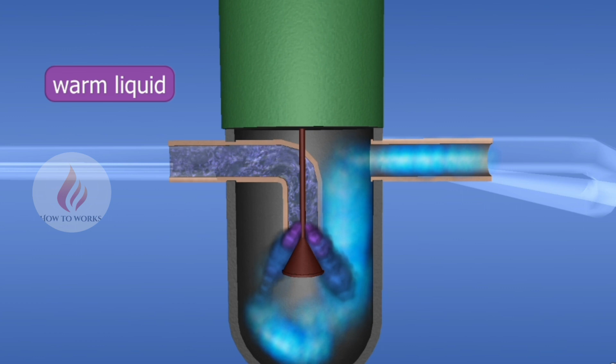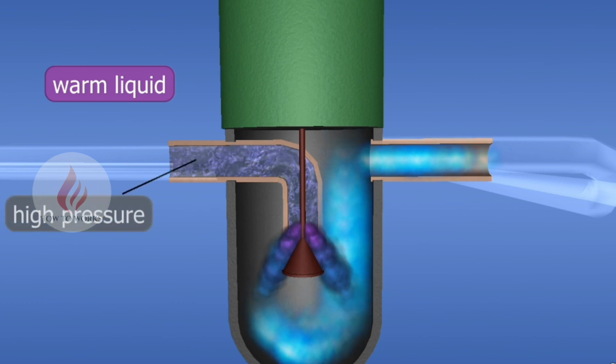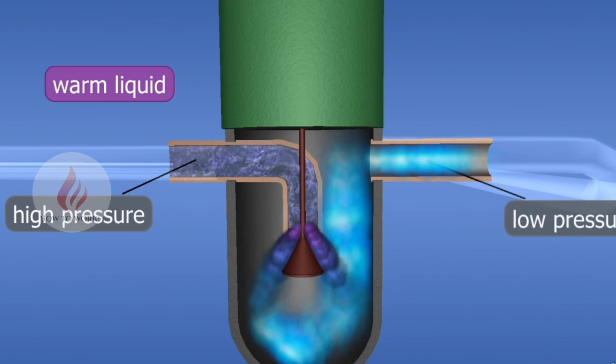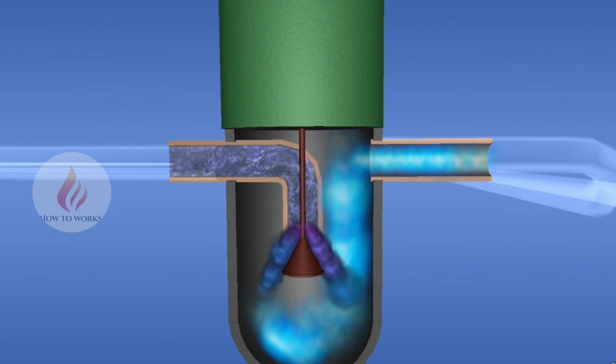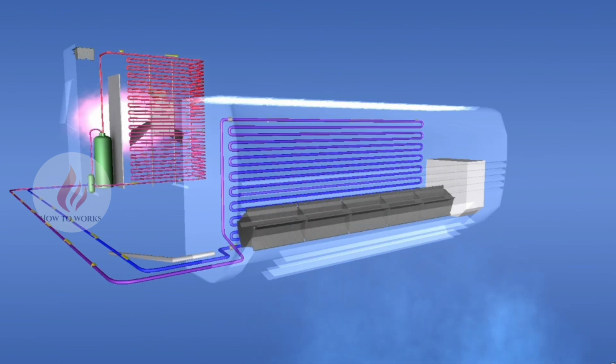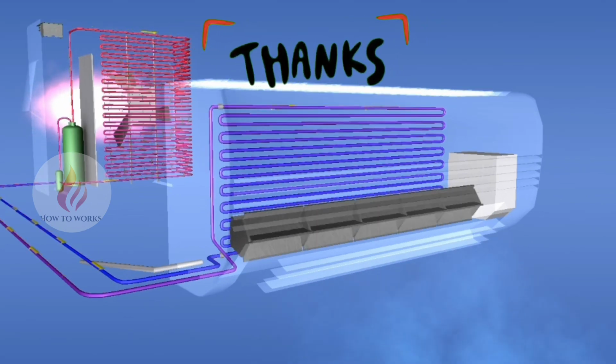This partly cooled warm liquid then enters the expansion valve. It collects here, and therefore the pressure in the incoming pipe is high, while the pressure in the outgoing pipe is low. As the liquid flows through the expansion valve, its pressure drops suddenly, and therefore it partly evaporates and cools down. The resulting cold mixture of vapor and liquid is conducted back into the indoor unit.